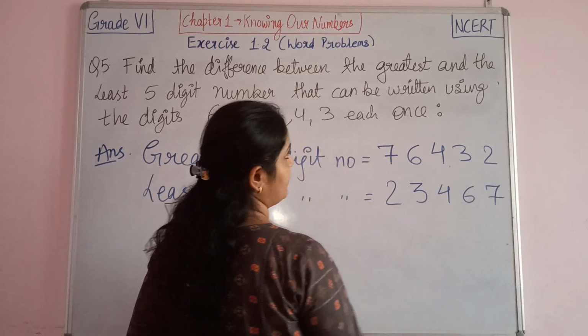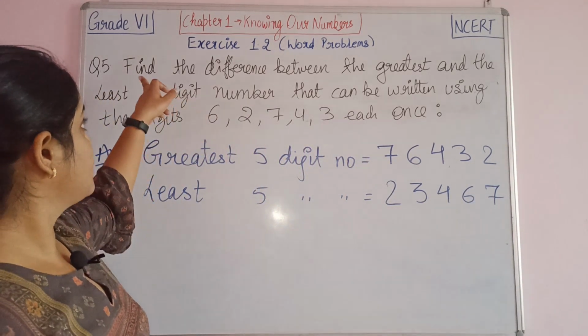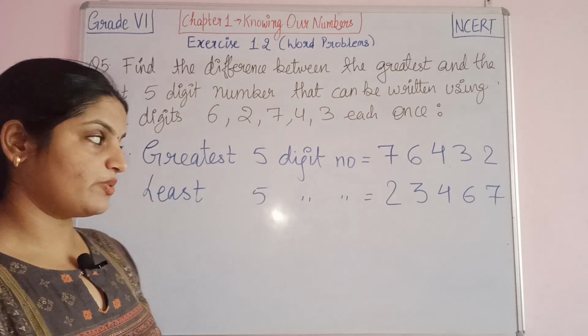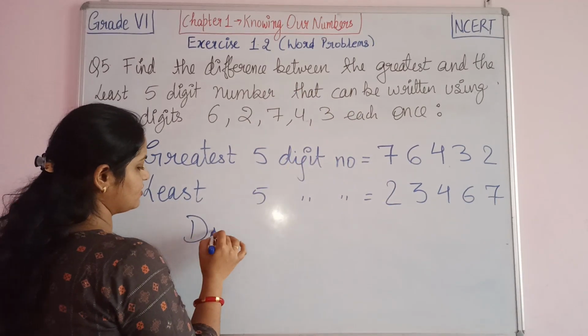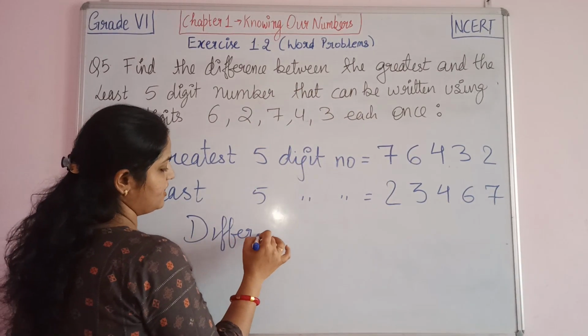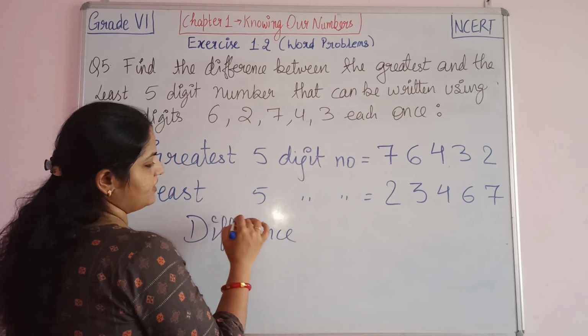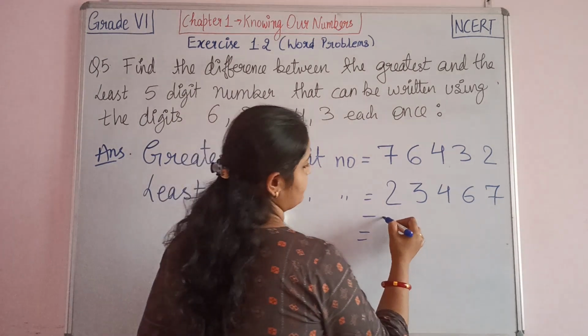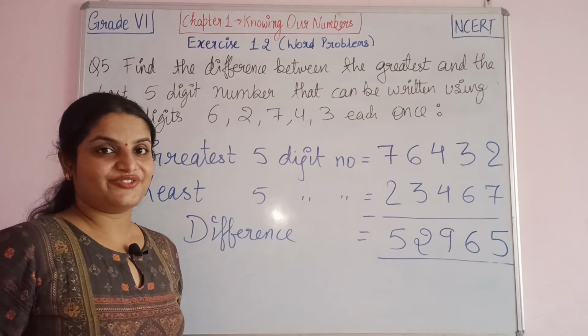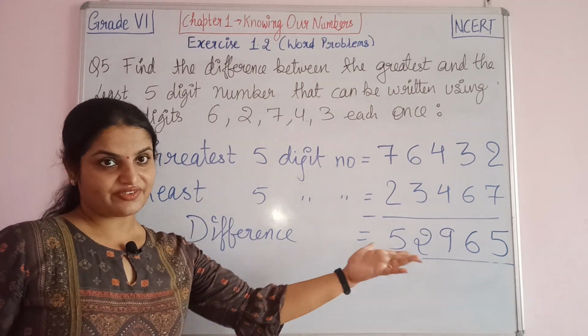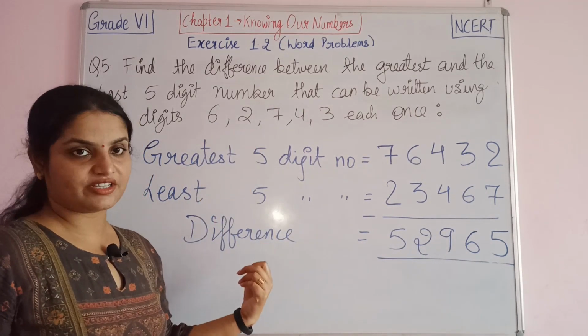So now what we have to find? Next, we need to find the difference between the two. The difference means we need to subtract the two. So the difference is 52965. Okay, so we got the answer.